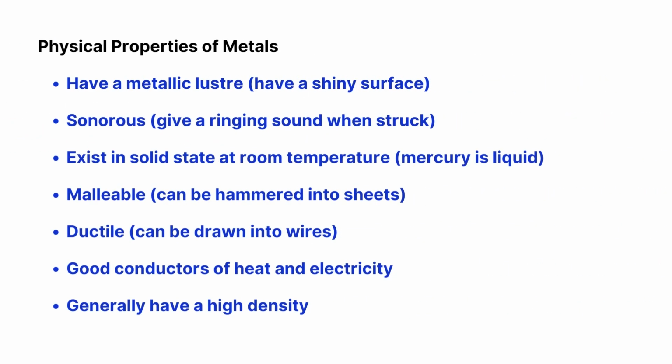They have a metallic luster. Metallic luster means having a shiny surface. Sonorous, it gives a ringing sound when struck. Metals exist in solid state at room temperature. Only mercury is a liquid. Malleable, metals can be hammered into sheets. Ductile, they can be drawn into wires. Good conductors of heat and electricity. Generally have a high density.